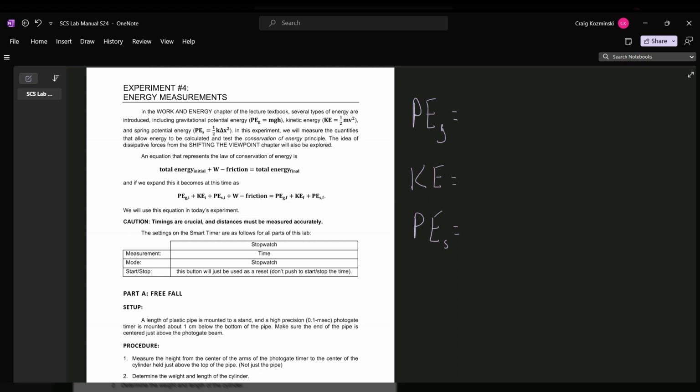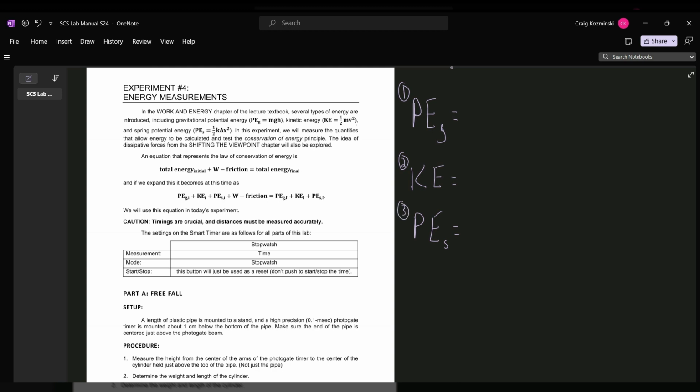In this week's experiment, we're going to look at the overall equation of total energy plus work less friction equals total energy. And this will allow us to examine the conservation of energy from the perspective of three different systems. In each system, we will either be looking at the potential energy due to gravity, the kinetic energy of an object, or the potential energy of a spring.